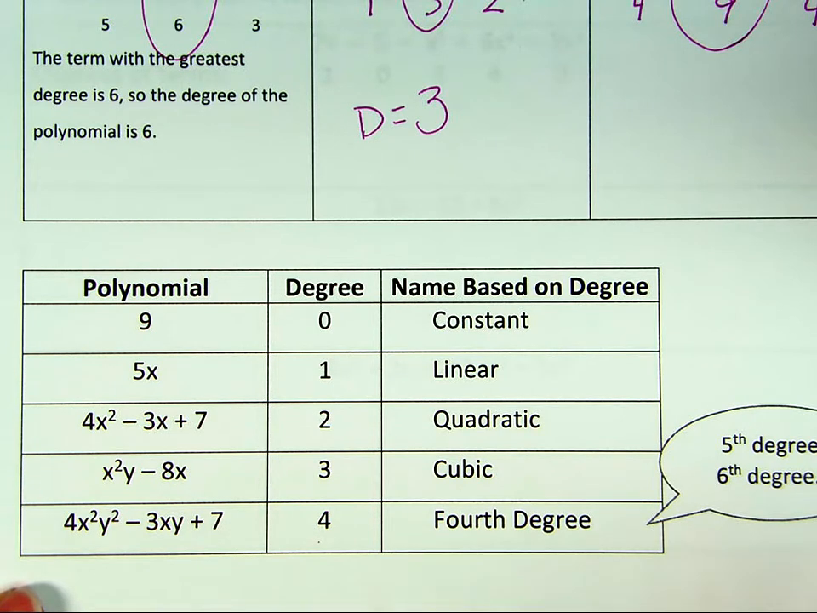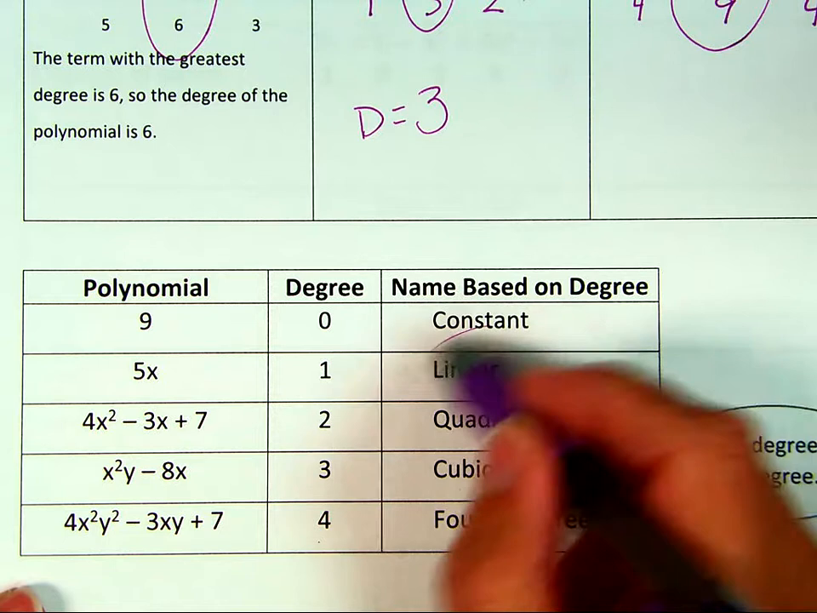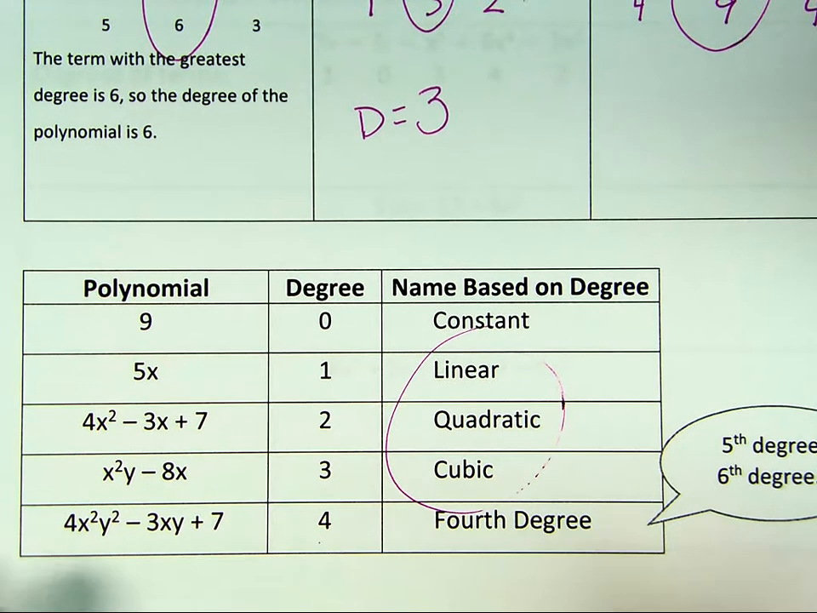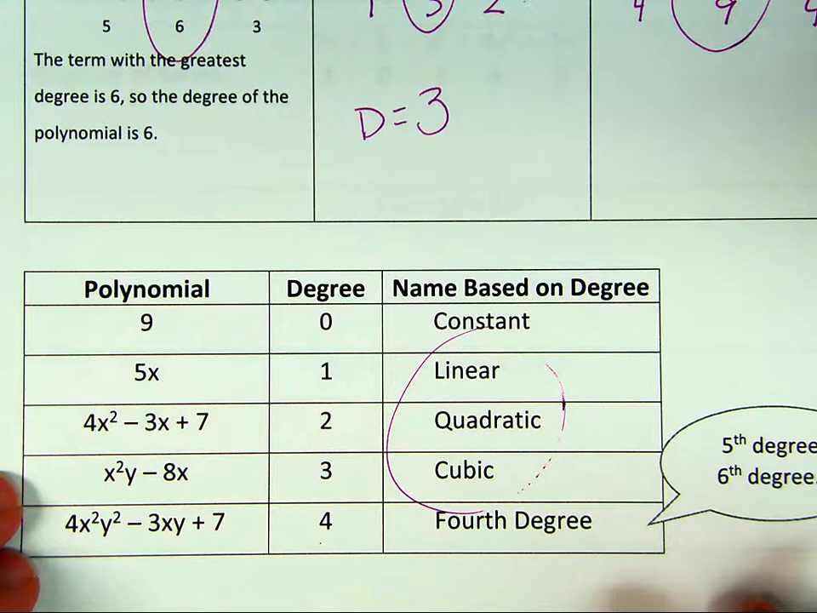And then anything after that is just 5th degree, 6th degree, 7th degree. So these are the ones you definitely want to know: linear, quadratic, and cubic. And then from then on, you just count: 4th, 5th, 6th, 7th.